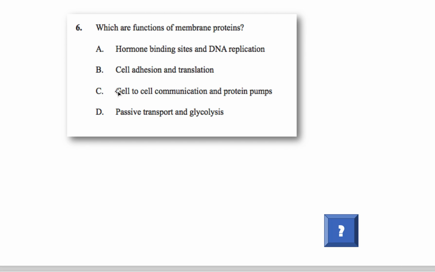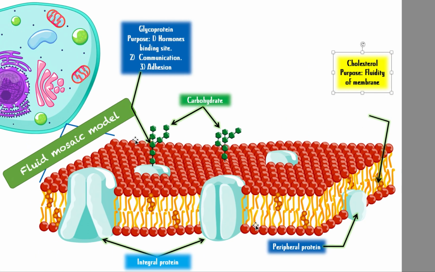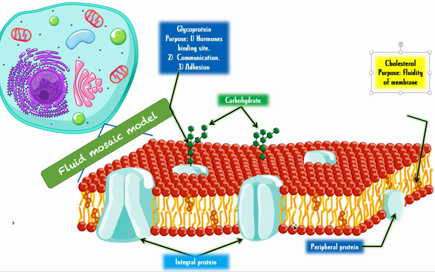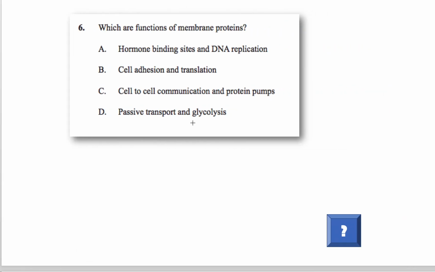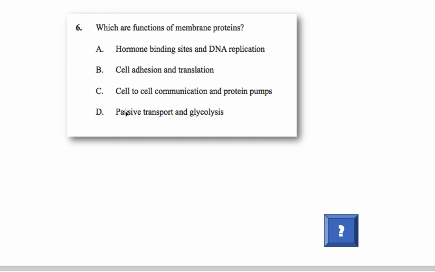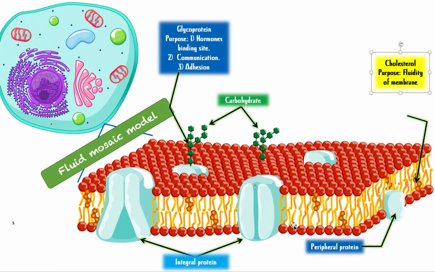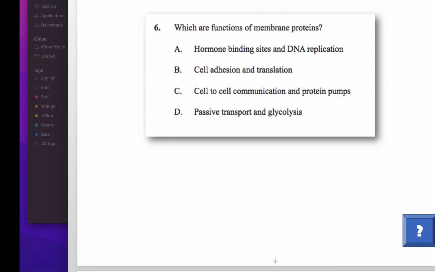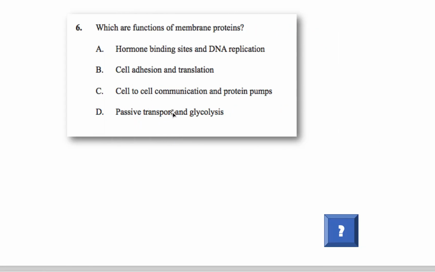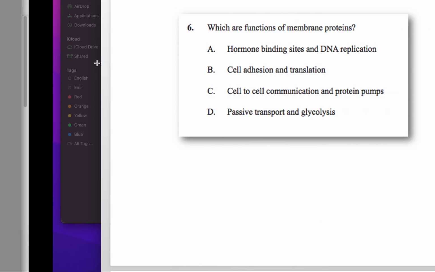So what about C? Cell-to-cell communication and protein pumps. That sounds right. Cell-to-cell communication, like we know, and protein pumps, like these little membranes that pump things in and out, hence the name protein pumps. So that's true. It's probably going to be C. So why is D incorrect? Passive transport, that's true, because this molecule here can allow molecules to passively or freely float through. You'll learn this in the next chapter about passive transport. Maybe you don't know it yet. And then glycolysis. Again, glycolysis uses proteins, but not membrane proteins. It would use proteins that are inside the cell, not on the membrane. So we know it's going to be C.